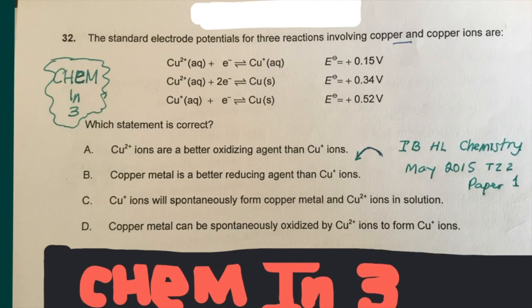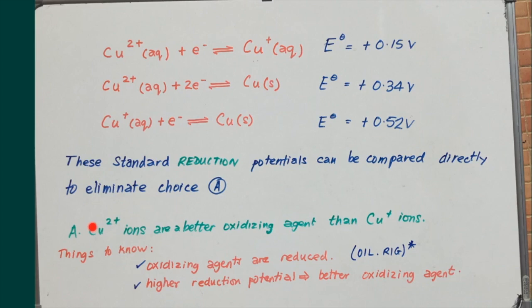So first, let's eliminate A. And here is choice A. Copper 2 ions are better oxidizing agents than copper 1 ions. Well, to eliminate A, what you must realize is that this set of information, which is also given in the data booklet for IB chemistry, is all showing standard reduction potentials. All of these potentials are always written with this reversible arrow, but always with something gaining electrons, in other words, something being reduced. And all of these values are always standard reduction potentials.